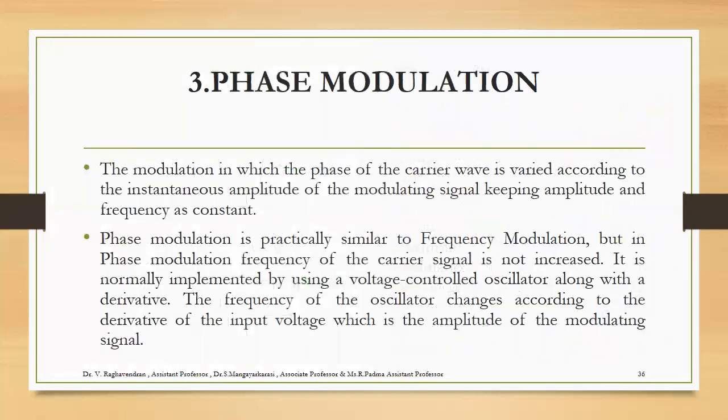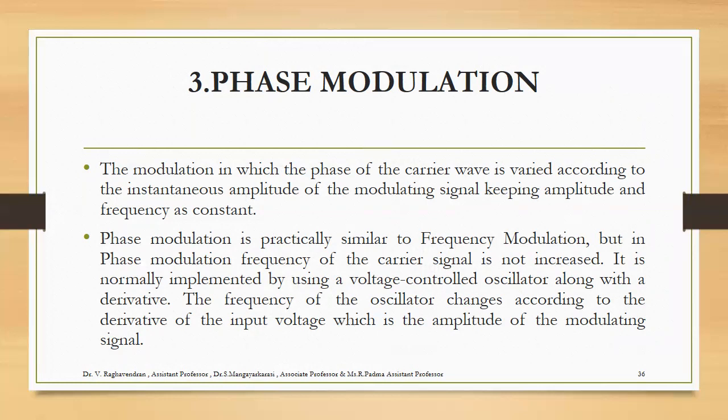So the third category is phase modulation. Phase modulation means the phase of the carrier wave is varied according to the instantaneous amplitude of the modulating signal, keeping the amplitude as well as the frequency at a constant value. So whichever modulation we are going to calculate, that one is identified as the variable, and the remaining two things are considered constant values. Here phase modulation is what we are going to calculate, based on the amplitude of the modulating signal.